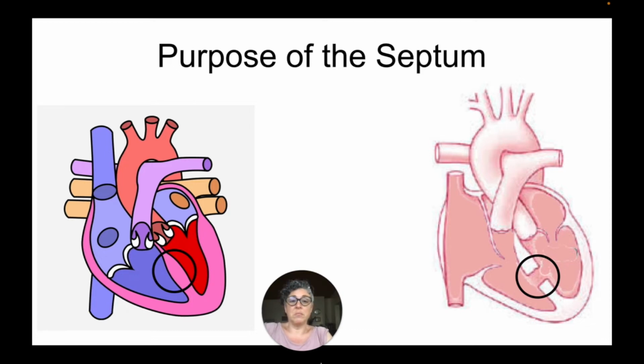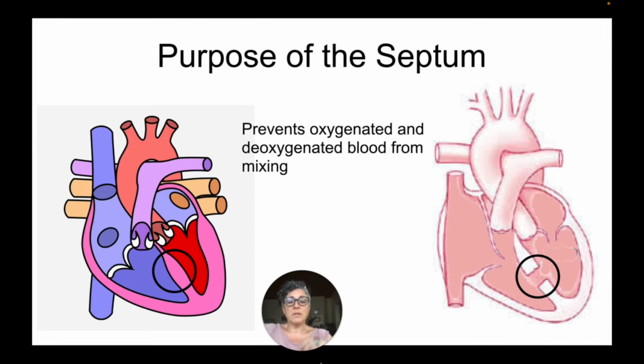very thick muscular wall. Now, as I showed you in a previous video, there are certain animals that do not have the septum. Things like amphibians do not have the septum. Things like reptiles have a partial septum. Birds and mammals are going to have this septum. It's a very efficient way of getting oxygenated blood to where it needs to go. So the purpose of the septum, this thick wall, is to prevent the oxygenated and deoxygenated bloods from mixing.